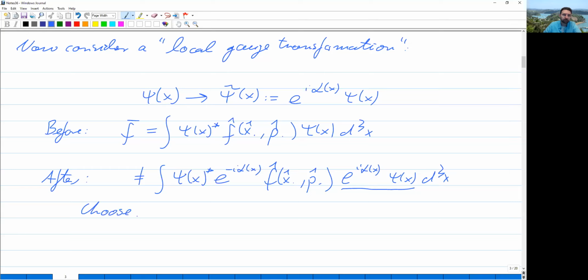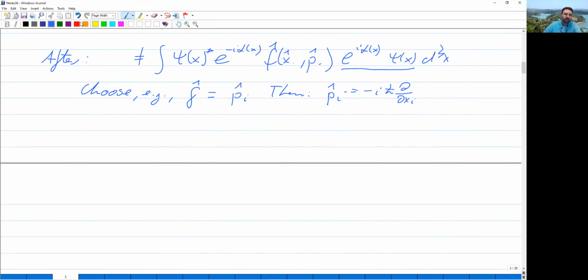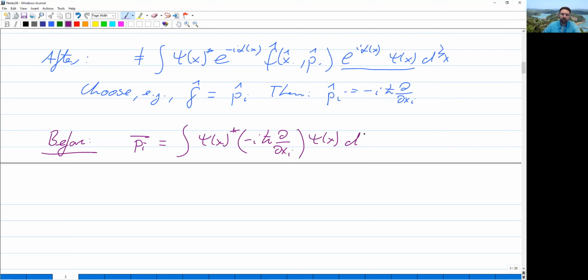So let's say we choose that our observable is simply one of the momenta, p hat i. Then what we have, p hat i is equal to minus i h bar d by dx i. Okay, now let's again look at the before and after. So we now have before, p i bar, which is the integral psi of x star, and then minus i h bar d by dx i psi of x d3x.